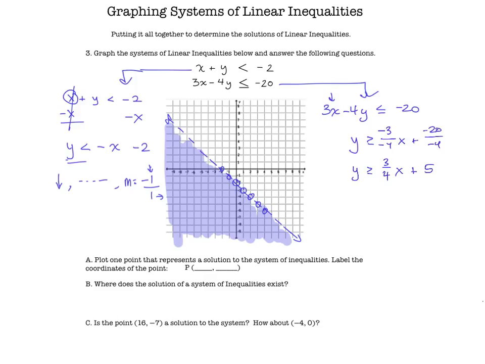So again, I'm going to model what I'm going to have before I have it. I'm going to visualize what I should be having. I'm going to graph this one in red, and I should be shading above the line. I'm actually going to have a solid line this time, because it's equal to. The last thing I'm going to get is my slope. My slope is going to be 3/4.